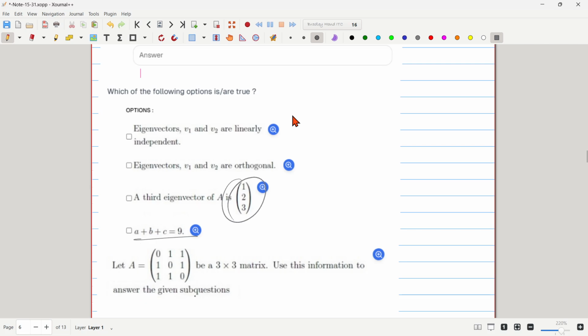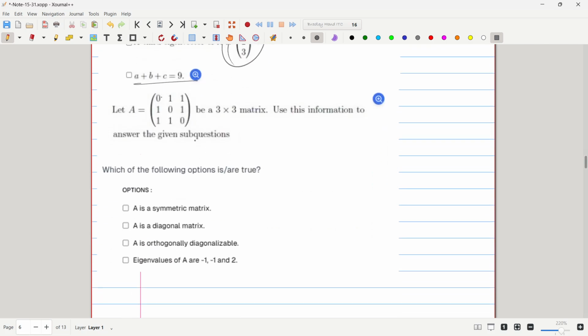Now the sum of all these values. And again, you are given a 3 cross 3 matrix A. The first question is whether it is a symmetric matrix or not. For a symmetric matrix, A transpose should be equal to A. If it is true, then this option will be true. Otherwise, it will be wrong. Is A a diagonal matrix? You can see that the diagonal elements are 0, so this is not a diagonal matrix. If A is a symmetric matrix, then A is indeed orthogonally diagonalizable, and then you need to find the eigenvalues of A. For eigenvalues of A, you need the determinant of A minus lambda I to be equal to 0.